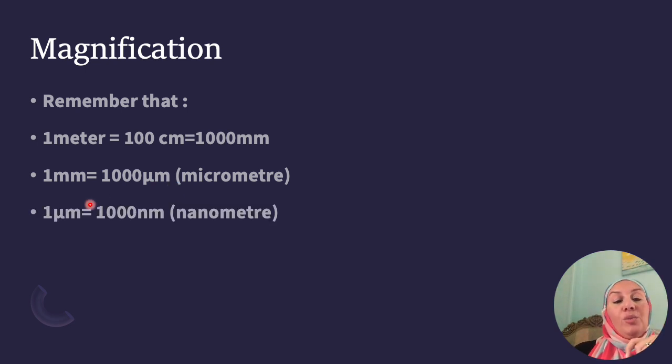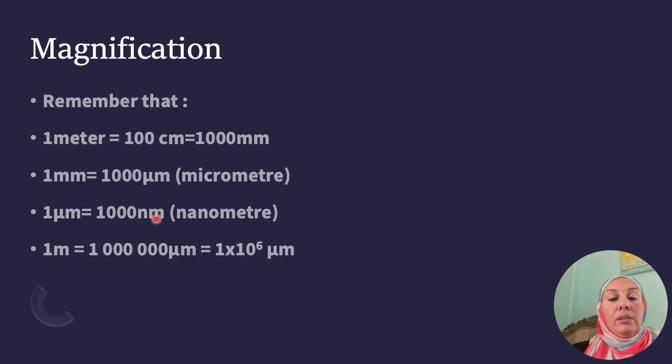Moving on, a micrometer can be chopped into smaller pieces. Yes, we need to do that because we have very small structures inside cells, so we have to make up a new unit. Nanometer is even smaller than a micrometer, so 1 micrometer contains 1,000 nanometers. You should be able to interchange from one unit to another. This is a very important skill. Many questions on your exam paper will test you on the ability of changing the unit.